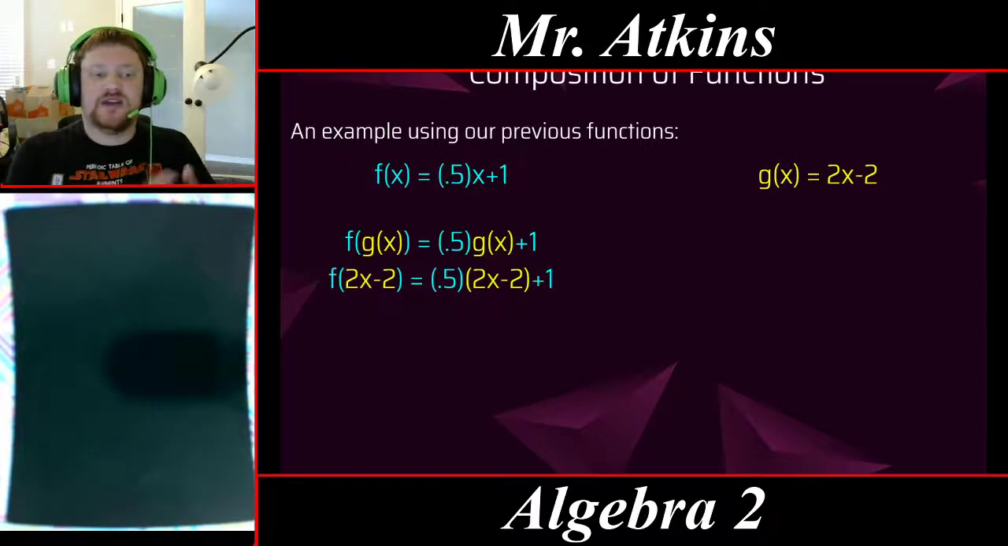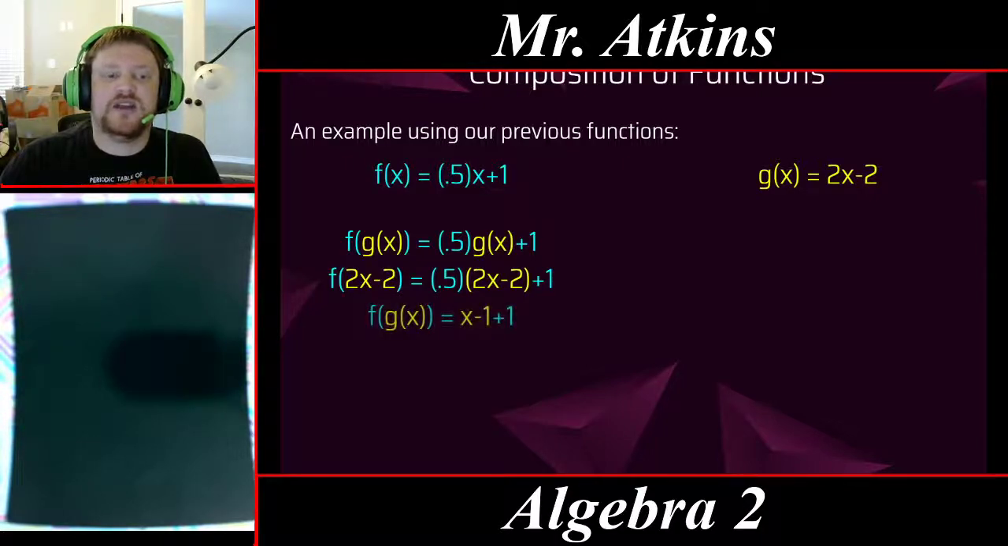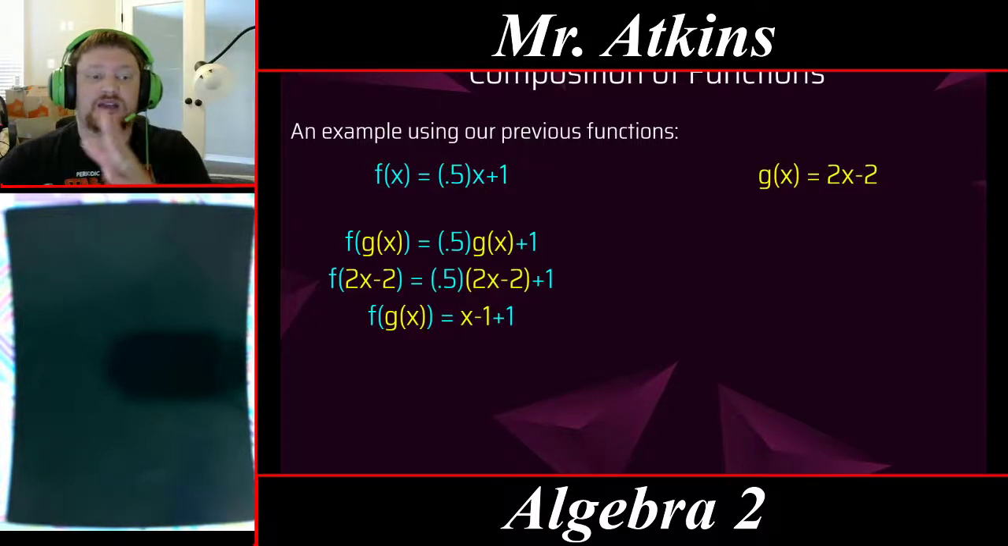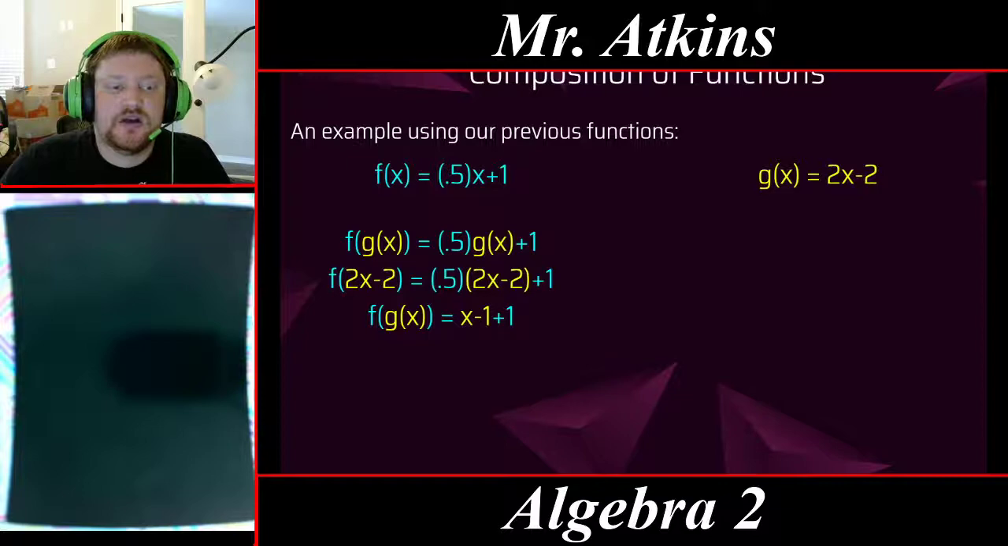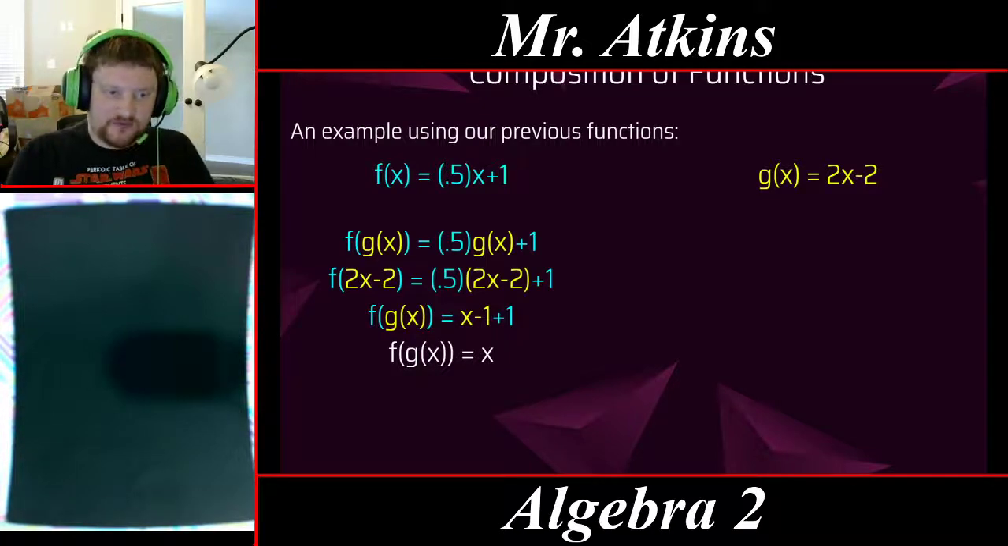And as we simplify down, we know we're going to distribute this multiplication through the parentheses first. So 0.5 times 2x is just x. Negative 2 times 0.5 is negative 1. And then we've still got the plus 1 there at the end. When we take x minus 1 plus 1, we're left with just x. So that says f of g of x equals x.